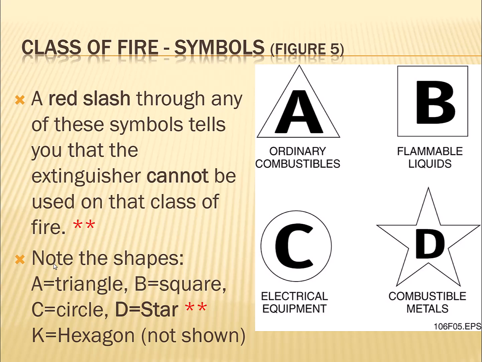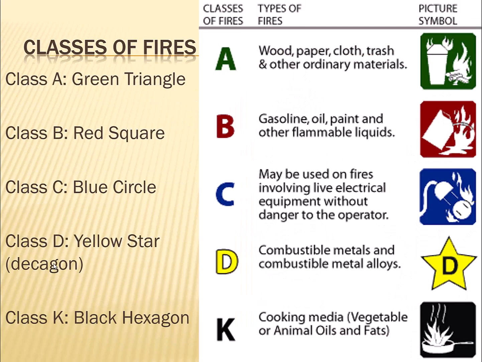Oh yeah, and the K is a hexagon. Okay, not shown. Anyways, but if you had one of these symbols and you had a red slash through any of these symbols, that means you can't use it on that kind of fire. So that's the other thing. If you've got a slash through it, that means you're not allowed to use it, or you shouldn't use it. So that happens mostly with things like water on a flammable liquid fire or an electrical fire, that sort of thing. But there's other cases here, so we'll look at that a little bit.